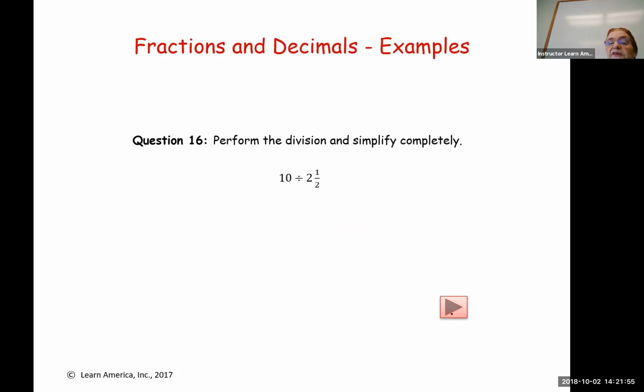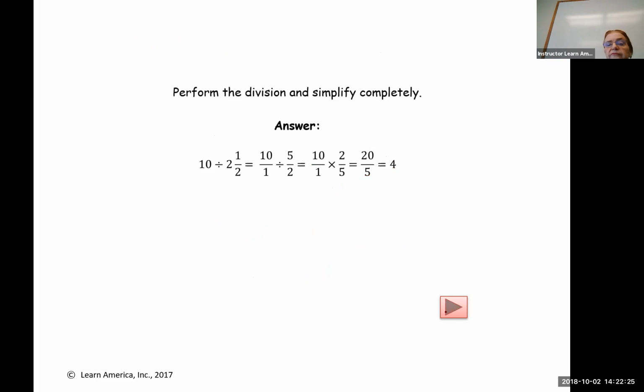Now, perform the division and simplify completely. We have 10 over 1 divided by 2.5. You really have to think of the 2.5 as 5 halves. So if we have 10 divided by 5 halves, that's the same as 10 multiplied by 2/5. Now we can also do some cancellation here, dividing out common factors. Remember, cancellation is just a loose term for dividing common factors, and the net result is 4 over 1, or just 4.